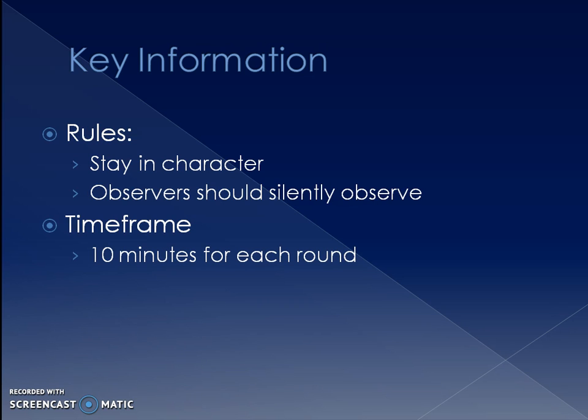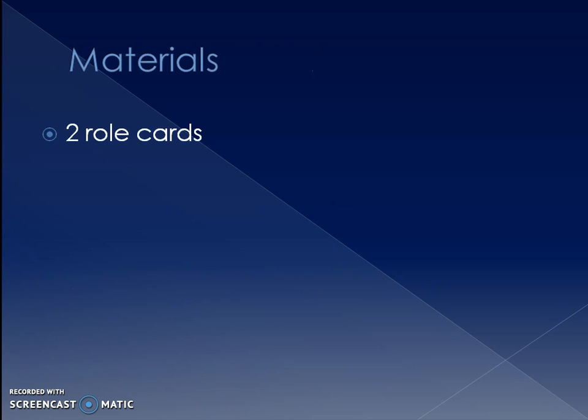So here's the time frame. For each rotation, you'll have 10 minutes, so altogether we'll role play for 30 minutes. And then at the very end, I'll give you about 5 to 7 minutes to discuss observations. What will you need? Each group has been given a packet. In this packet are 2 role cards, 3 observation forms.